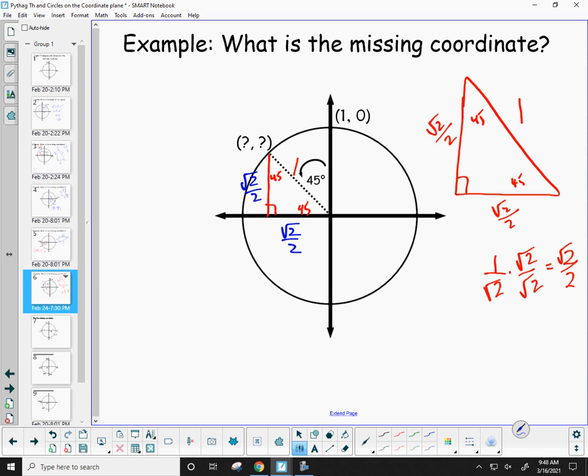All right, so my coordinate then, how far do I have to travel on my x-axis? Negative radical 2 over 2, right? And then my y-axis is positive, so it's radical 2 over 2.